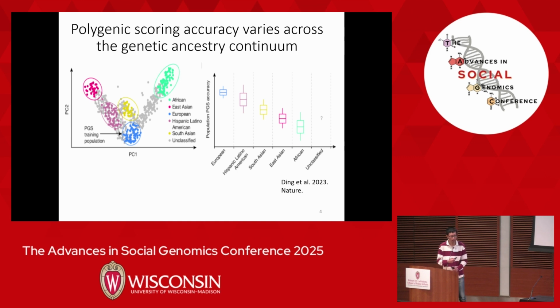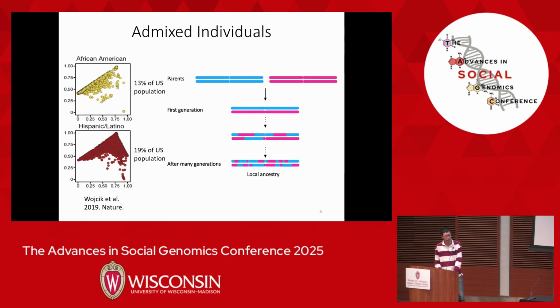And if we look at it again, polygenic prediction accuracy decreases if it is trained on homogeneous groups and transferred along this continuous ancestry. Now we talk about admixed populations.